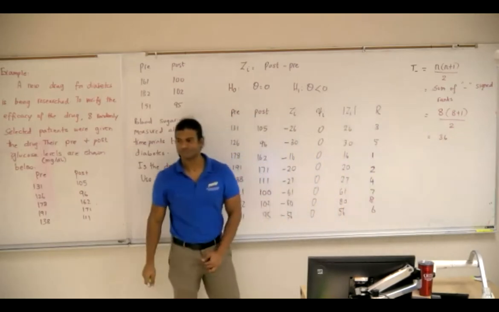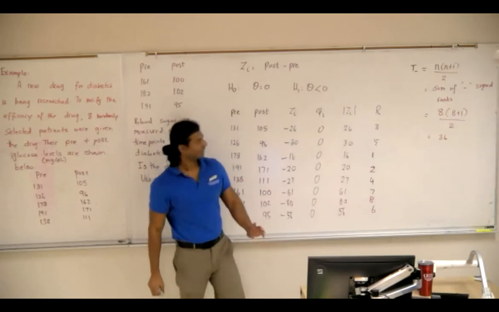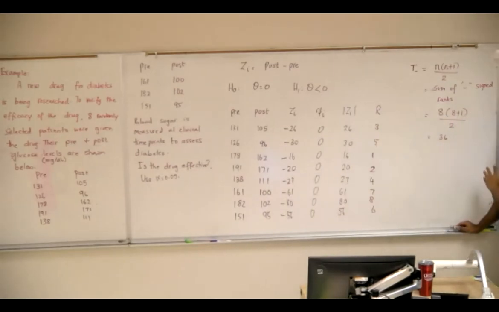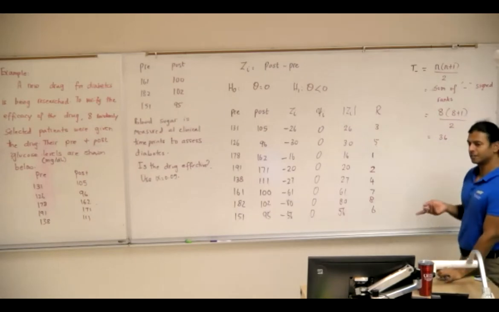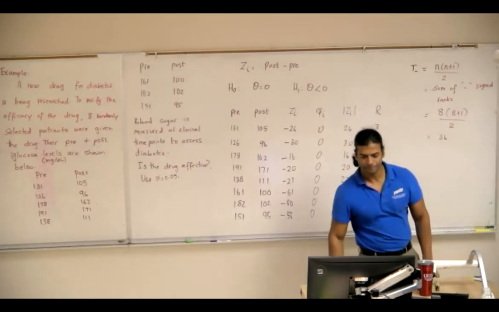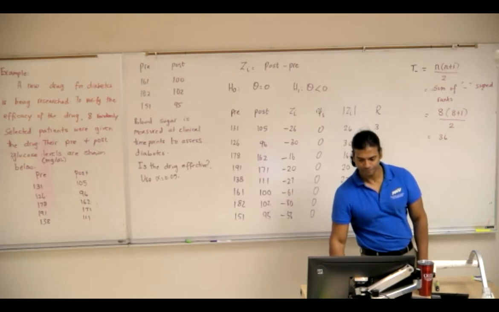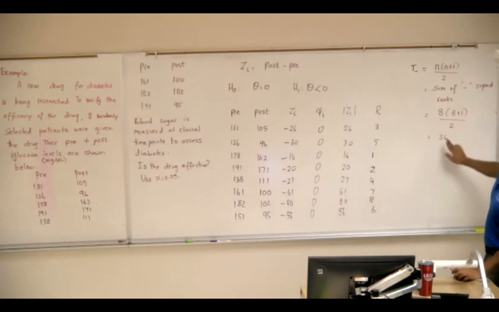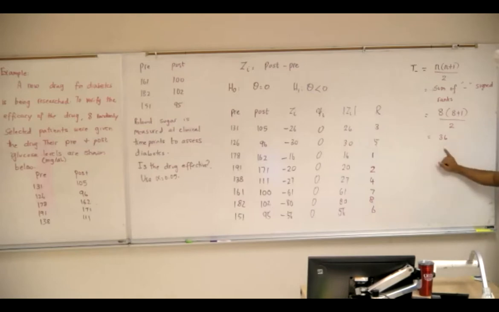Thirty-six. Yes? Correct. So the sum of all negative ranks ends up being 36, which would mean the sum of positive ranks would be 0. Correct? Give me a second to put things down. You look at that and you say, well, that seems to be a really large number, correct? Because we've added all the negative ranks, and it happens to be a huge number.